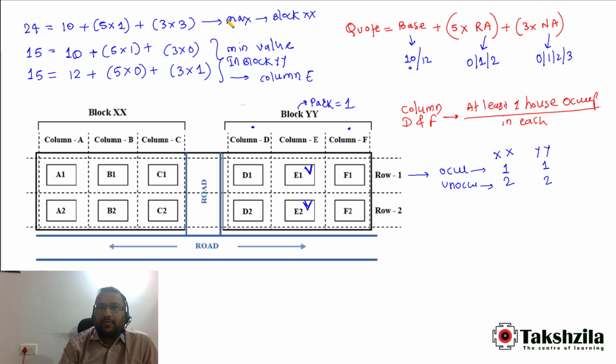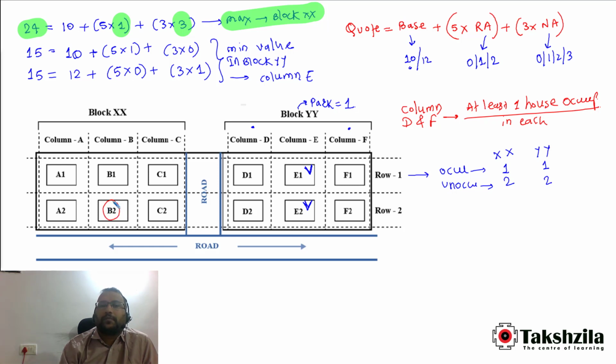So over here, the maximum value of a house in block XX is 24 lakh. How can we use this data? Let's have a look at it. For this house, the road adjacency value is only 1, which means that house can be C1, B2 or A2. But the neighbor adjacency value is 3, so that house has to be B1 or B2. But road adjacency is 1, so that house has to be B2.